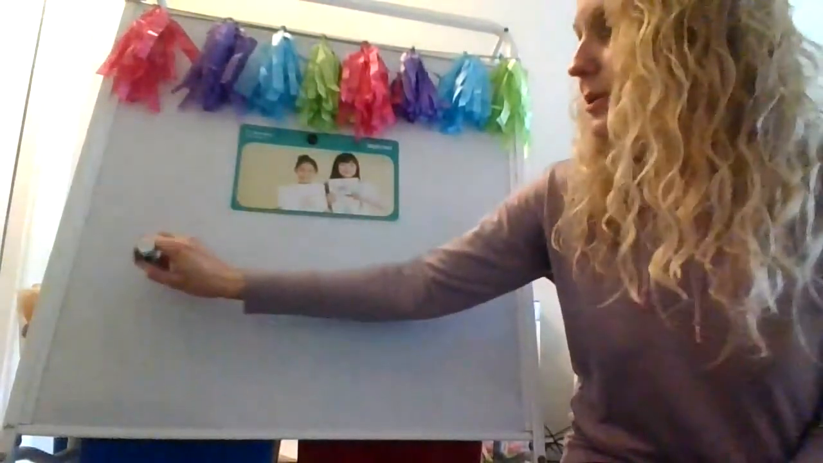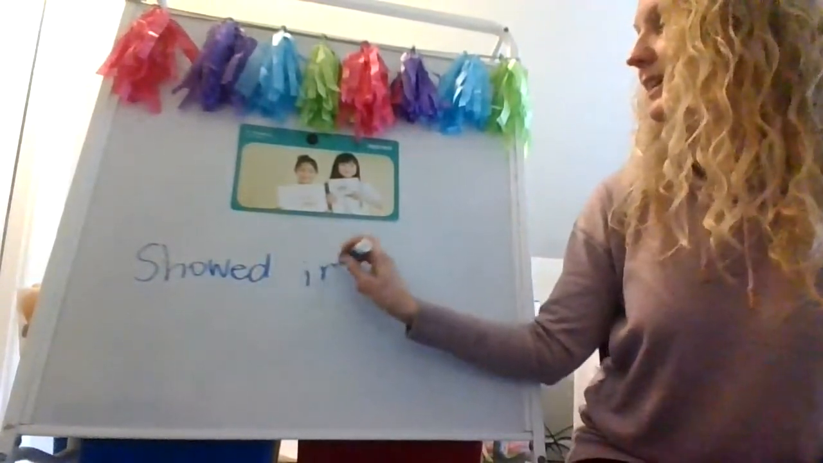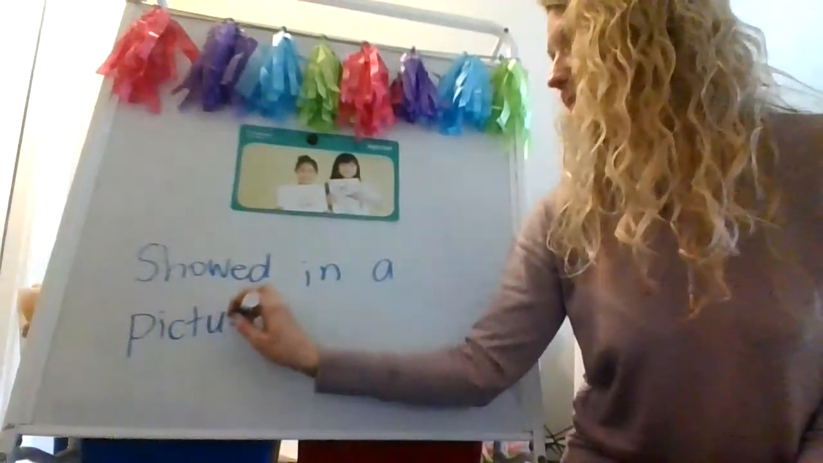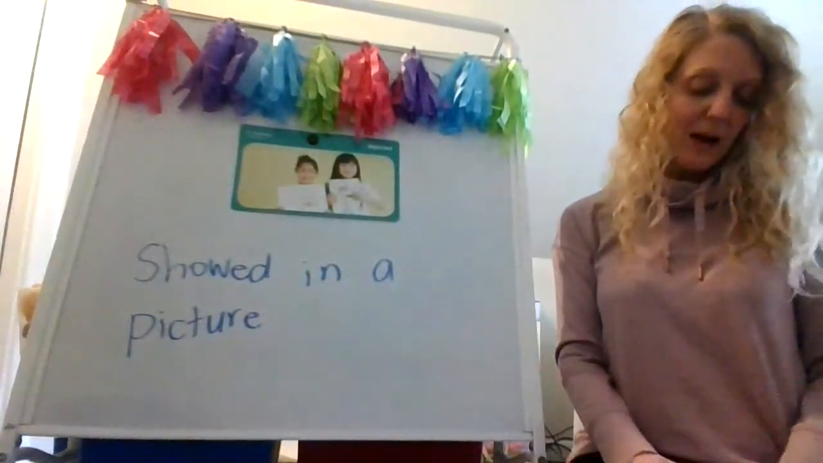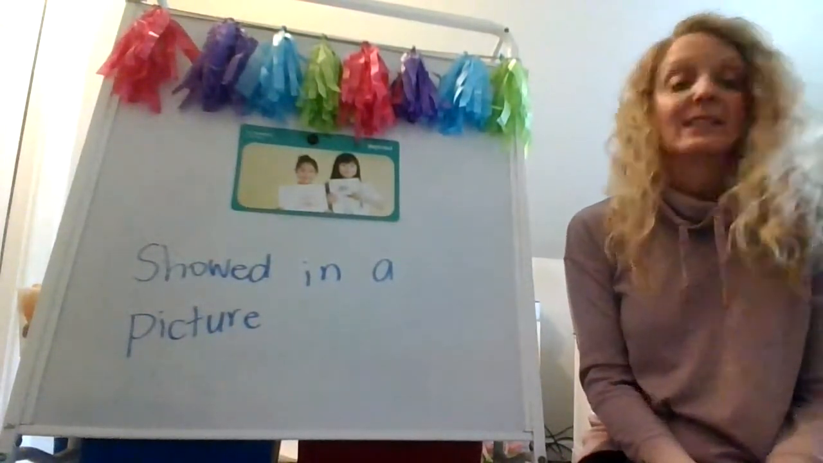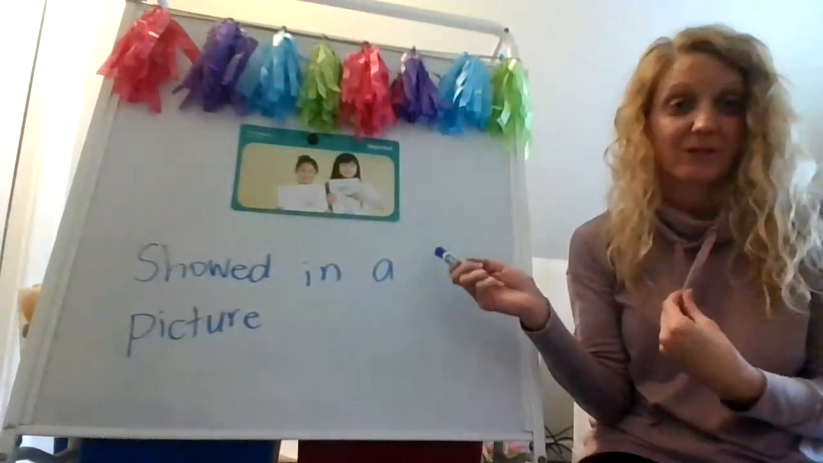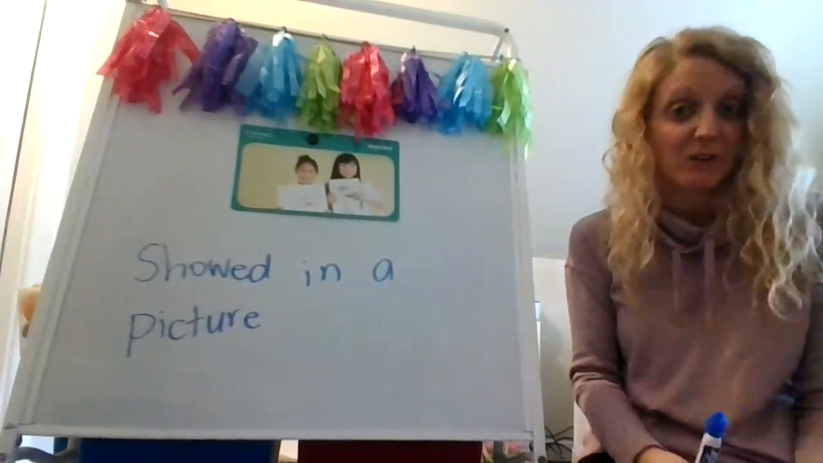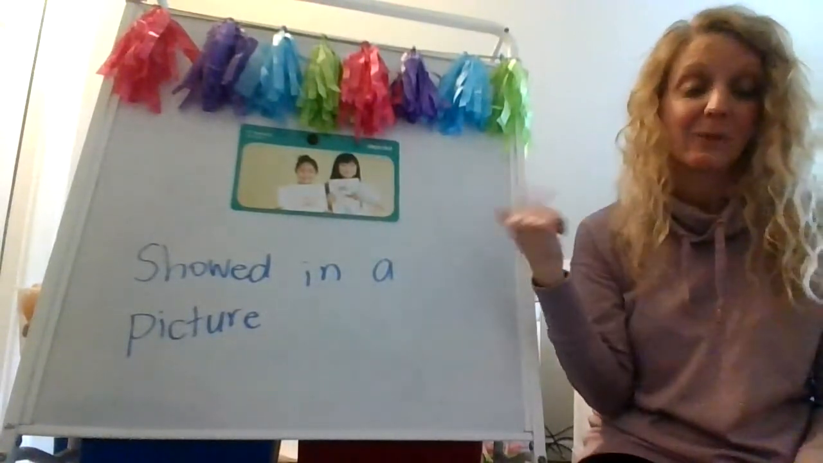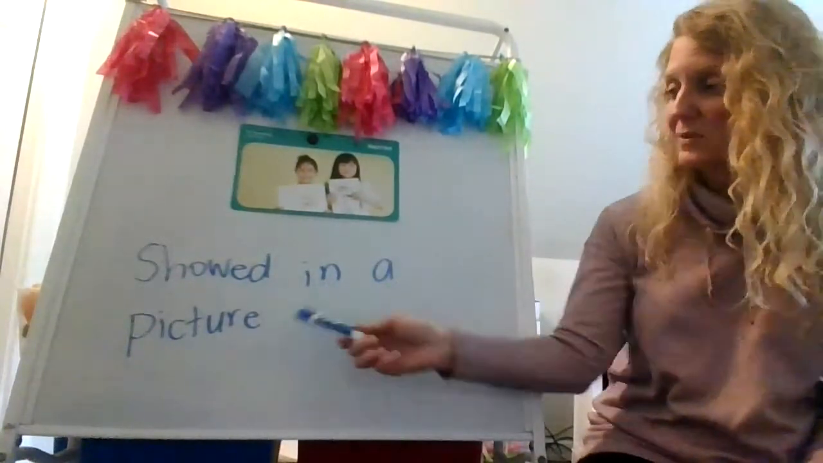It means showed in a picture. Okay, so I might say that I depicted my house. That just means I showed you my house in a picture. Okay? I showed you what I thought it looked like by drawing a picture of it. Just like they drew pictures of their faces. They depicted their faces. Okay? So depicted means showed in a picture.